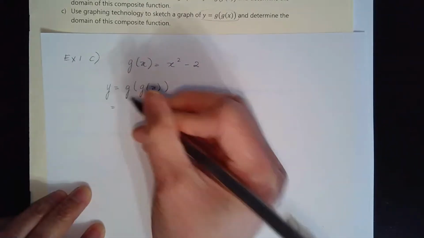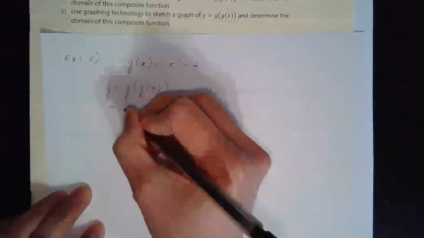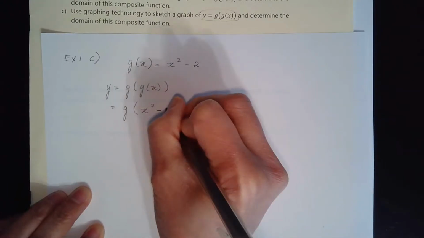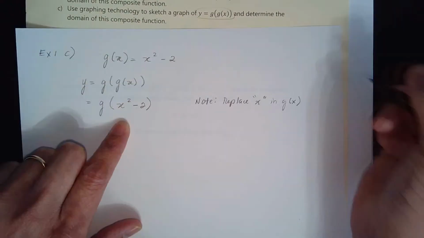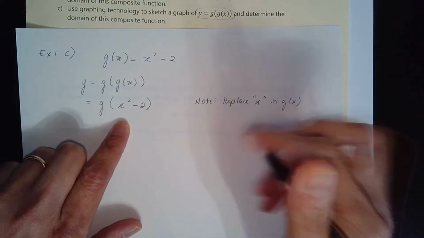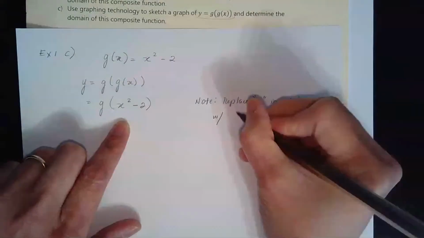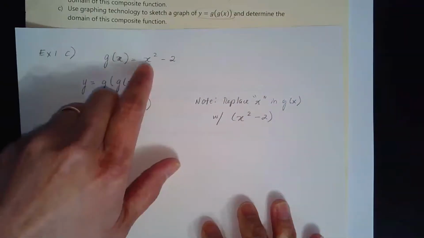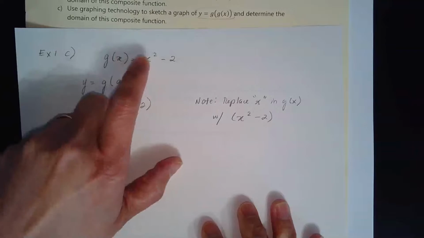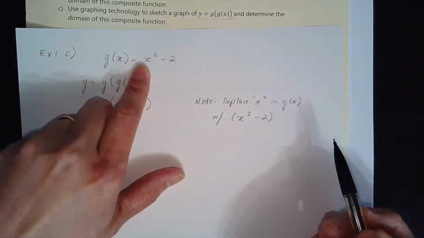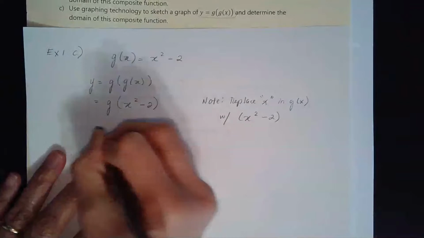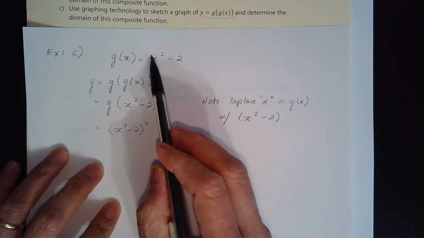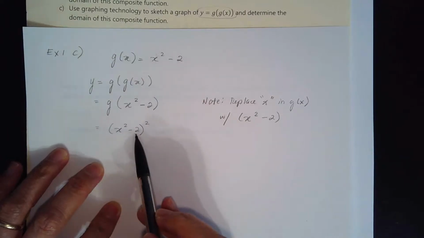So I'm going to start with the inside, so g, and g of x is x squared minus 2. In g of x, there's only one x, so we're going to replace it with x squared minus 2. So it's going to be x squared minus 2, squared. This x, we replace it with x squared minus 2.